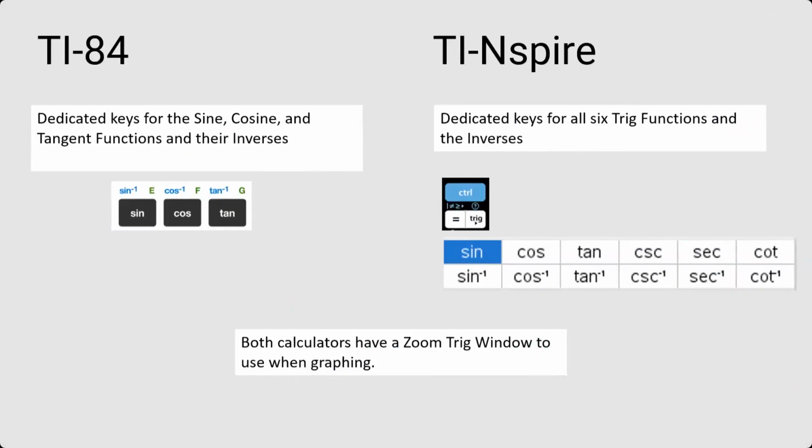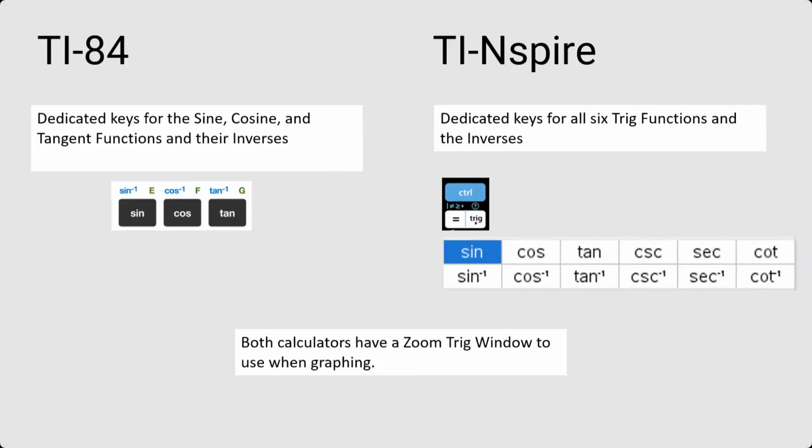Okay, some differences between the two calculators. On the TI-84, there are dedicated keys for sine, cosine, and tangent. And then all you have to do is press second and then sine to get the inverse sine, inverse cosine, inverse tangent. There are not keys for secant, cosecant, cotangent. So we're going to talk about that a little bit when we're using the TI-84.